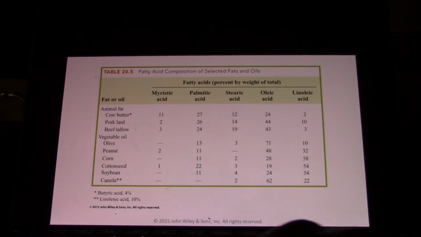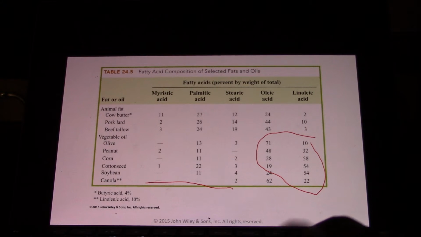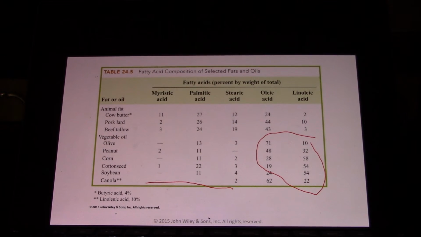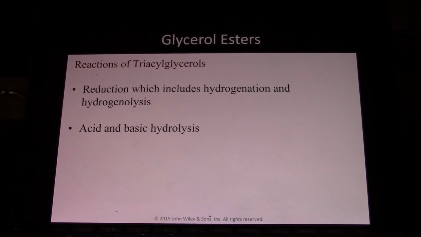And here we see animal fats: cow butter, pork lard, beef tallow, and you don't see a lot of the linoleic or the oleic acids in here. Whereas with the vegetable oils, you see lots of unsaturated fatty acids and very little of the saturated fatty acids. And that is why animal fats are typically solid and vegetable oils are liquid at room temperature.